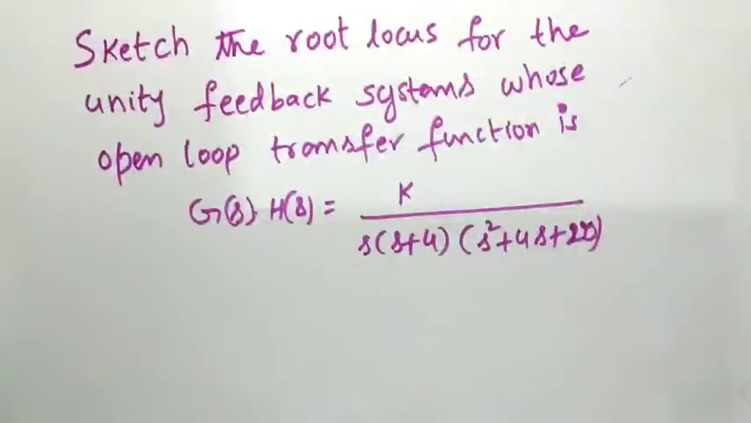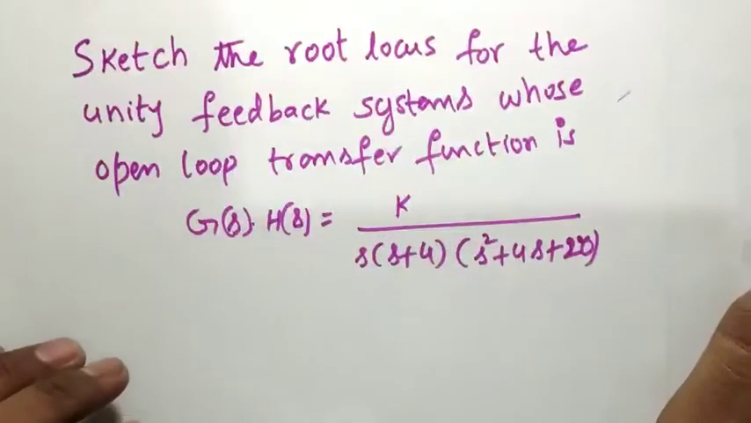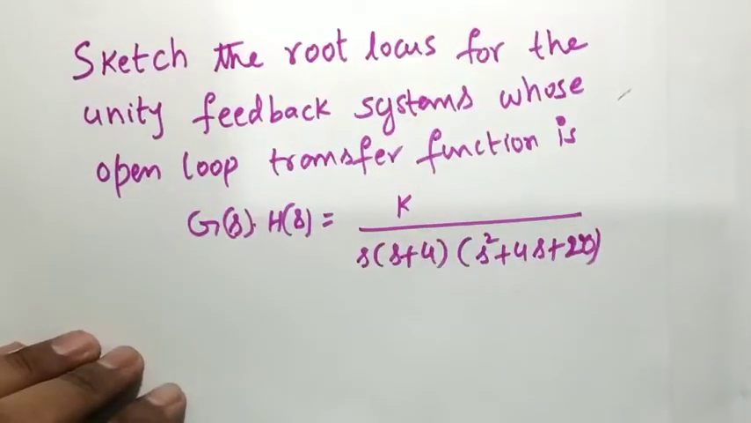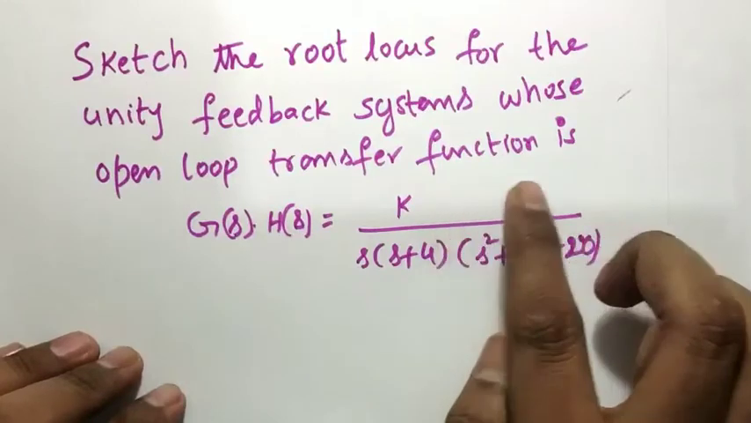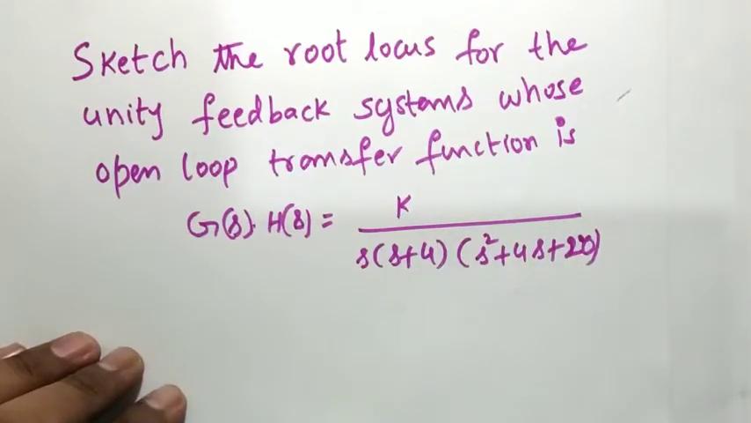So next problem is: sketch the root locus for the unity feedback systems whose open loop transfer function is G(s)H(s) equal to K. So you have to sketch the root locus for the given transfer function. We just follow the root locus technique rules. The first step is to locate the poles and zeros on the S plane.